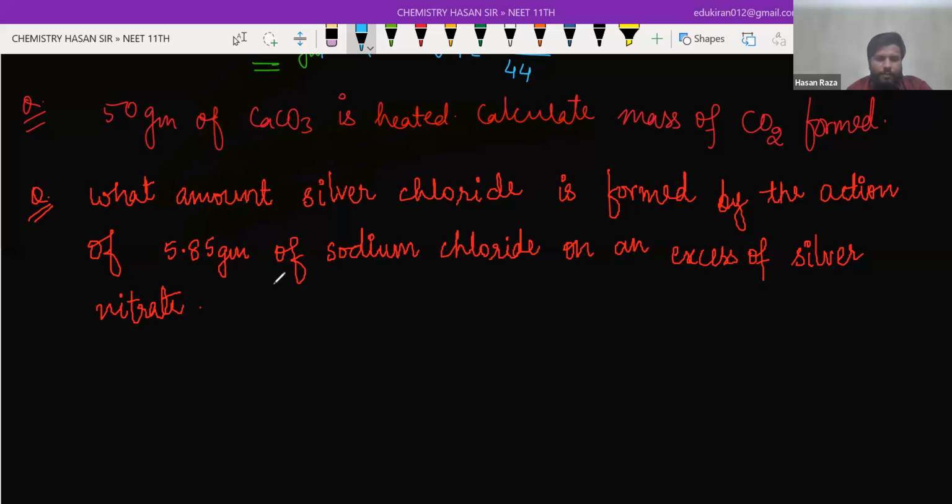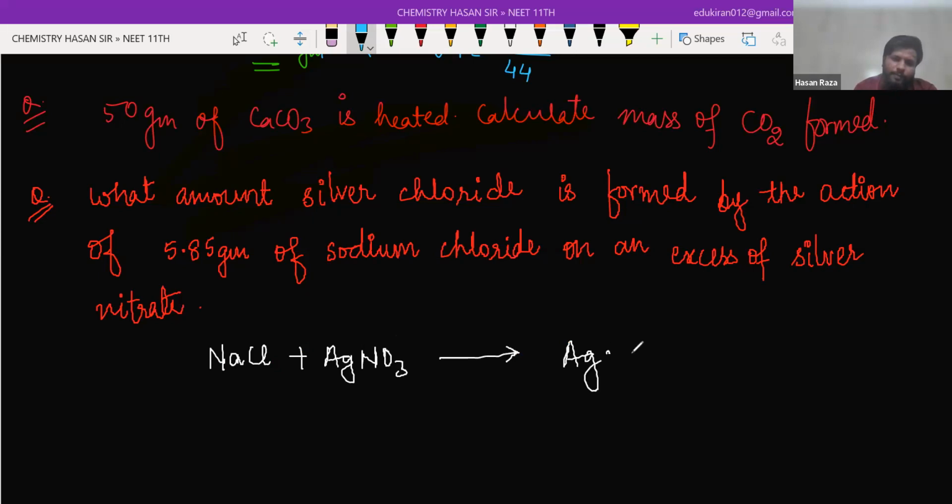Sir, is it NaCl plus AgNO3? The result will be AgCl. Very good. NaCl, what did you suggest? Wait a minute. NaCl plus AgNO3: sodium chloride reacts with AgNO3 to give AgCl, silver chloride, plus sodium nitrate, NaNO3. So you can see now you can easily solve the question, right? Okay, sir.